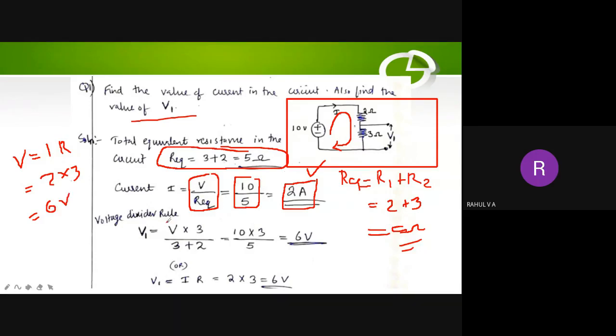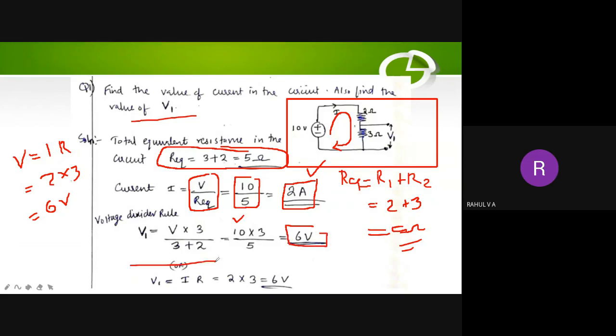Or you can go for the voltage divider formula. That is total voltage into the resistance value across which you want to find the voltage, divided by total resistance. So V into 3 divided by 3 plus 2. Voltage is nothing but 10. 10 into 3 divided by 5. So that is nothing but 6 volt.